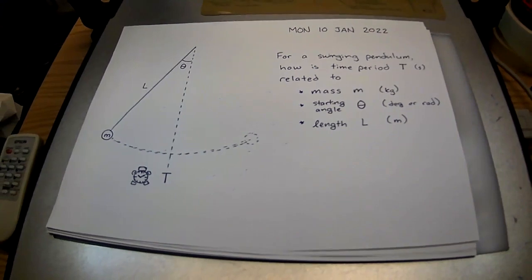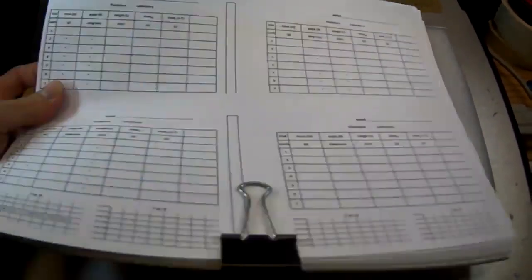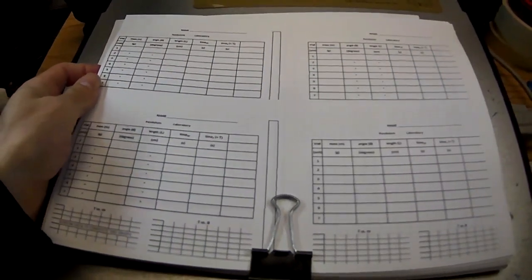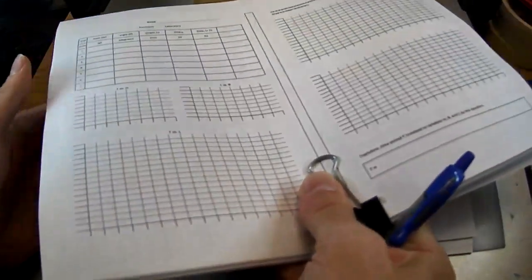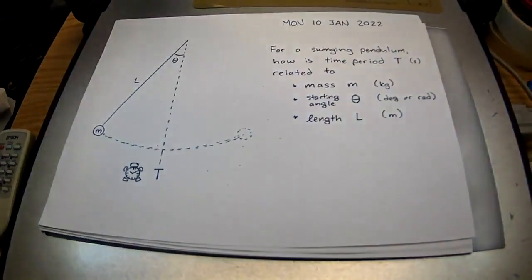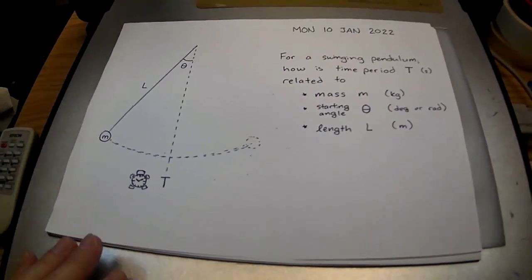Great. You guys just got this lab page. Does anybody not have this lab page? It's got some tables on one side, it's got some graphs on the other side. So we're going to start with this pendulum lab to look at this periodic motion.